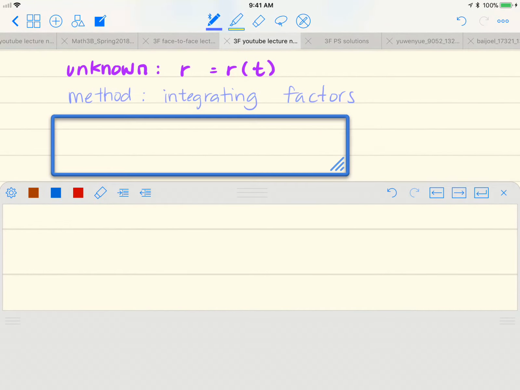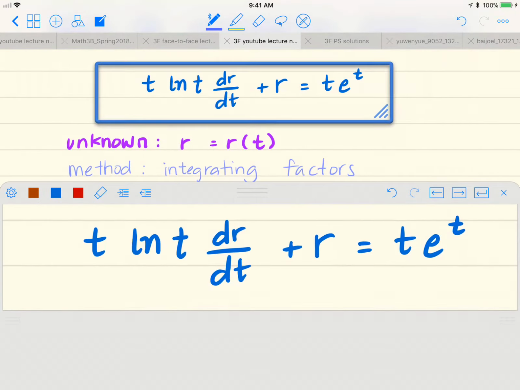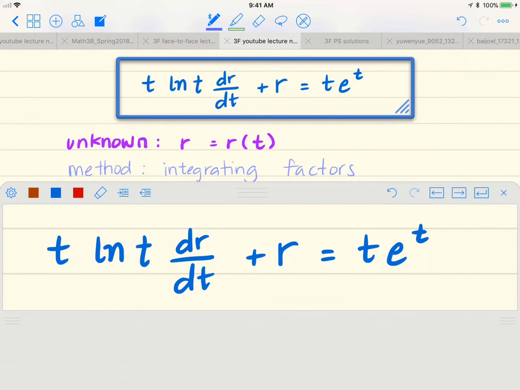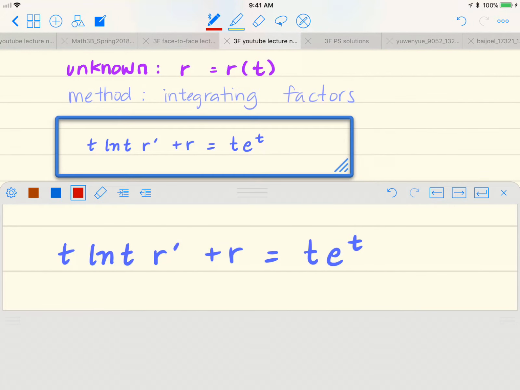So I'm going to start off with t natural log of t r prime plus r equals t e to the t. So that's it. All I did here was rewrite this dr/dt as r prime of t.